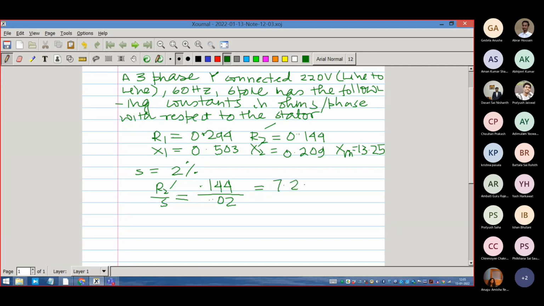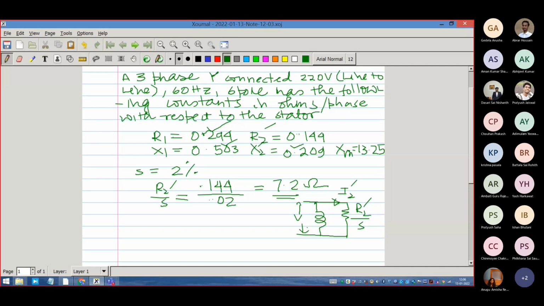So 7.2 ohms is much larger than the values of R1, X1, X2 dash, and don't compare with XM because XM is a shunt branch. It doesn't matter as far as the torque is concerned. It matters as far as the current is concerned. In the equivalent circuit, being parallel, it doesn't affect the current in the I2 dash part, and while finding the torque we take only this part, R2 dash by S and the voltage V.